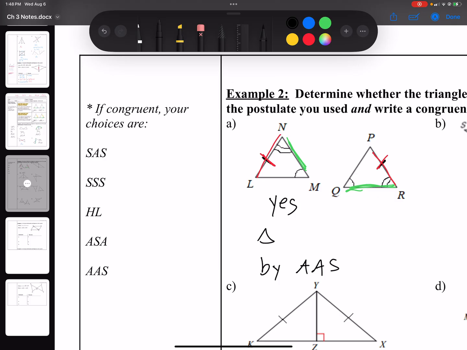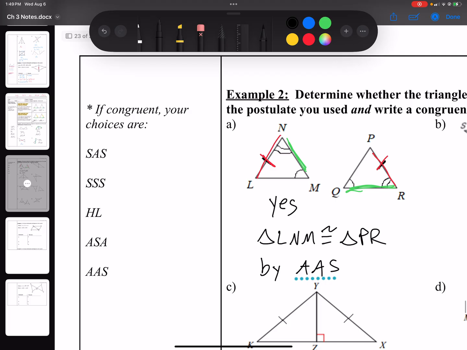And the triangle on the left, I'm going to call that LNM. So I start off with L, which was unmarked, so I have to go with P, which is unmarked. Then N had 2 marks, R has 2 marks, and then M had 1, and Q has 1.